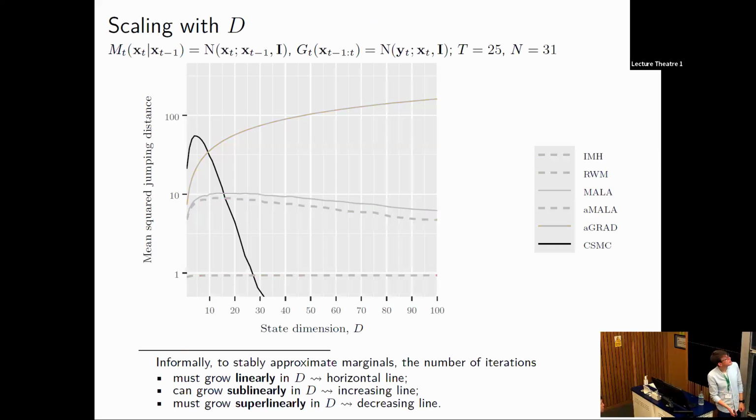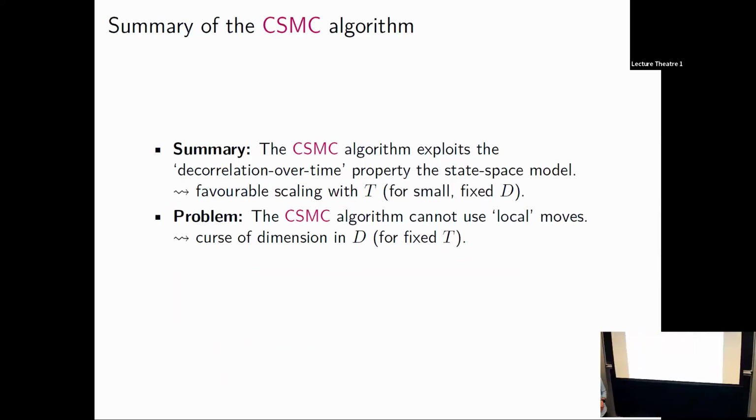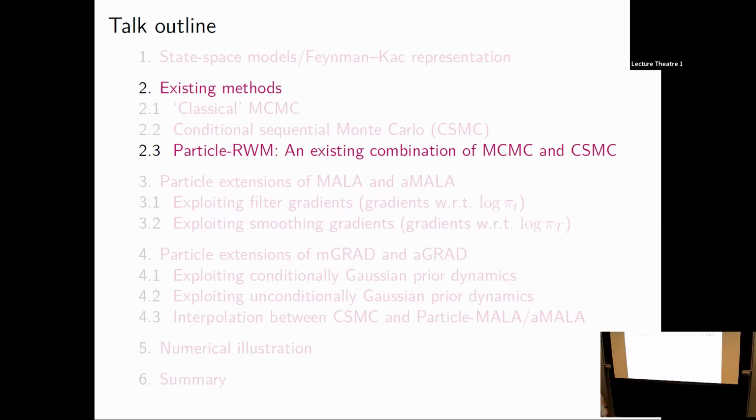And so here it's the scaling with the dimension. You see very quickly the mean square jumping distance for the conditional SMC algorithm just crashes. Okay, so in summary, the conditional SMC algorithm scales well with the time horizon t, but doesn't scale so well with the state dimension d. And the reason it doesn't is because it cannot use local moves. It tries to do global moves at each time point.